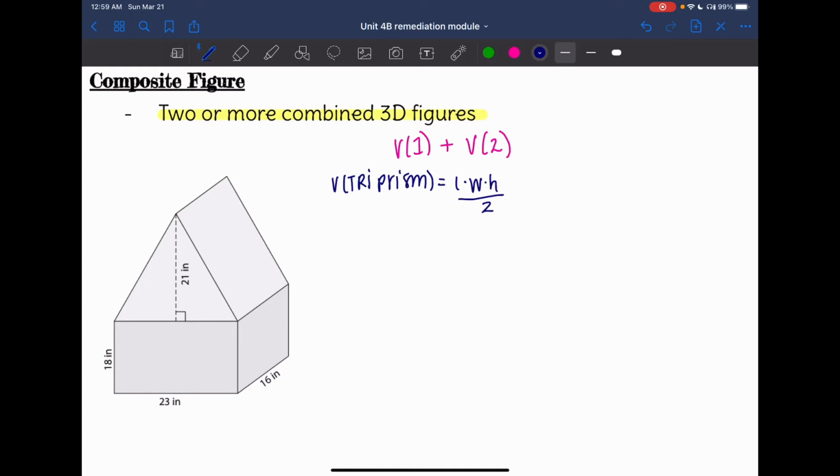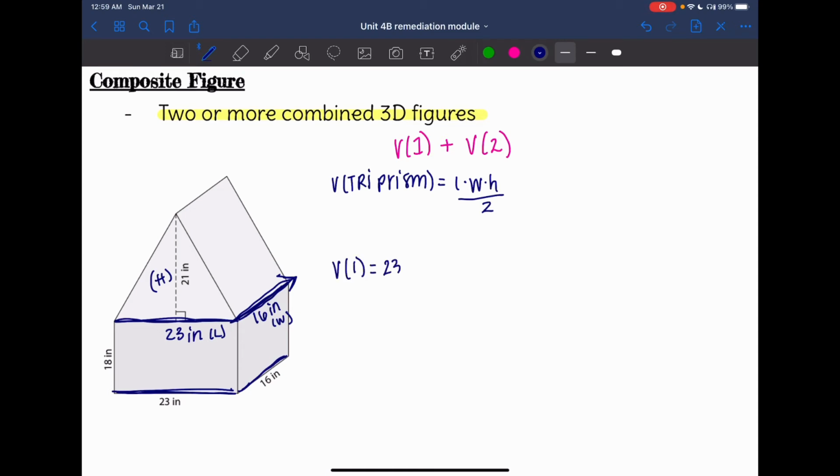For the triangular prism, they share this length right here. So if the bottom is 23, then the top is also going to be 23 inches right there. And then they also share, I would say this is the width because it's going towards the back of my screen, because it's the same length from the top and the bottom. So this is going to be 16 inches as well. So I'm going to plug in my length times my width times the height of the triangular prism and find that volume.